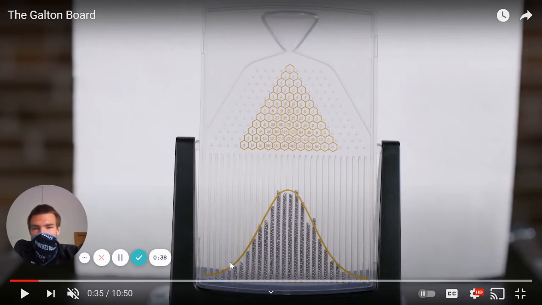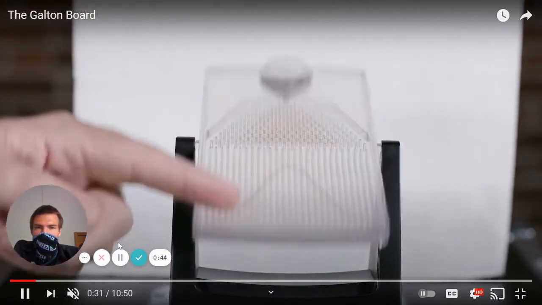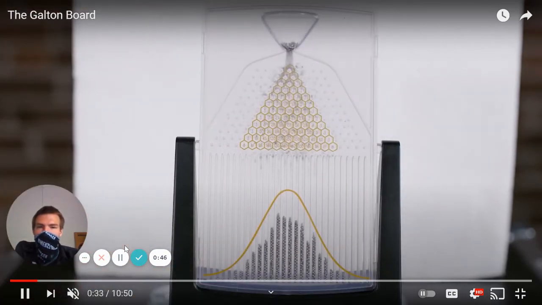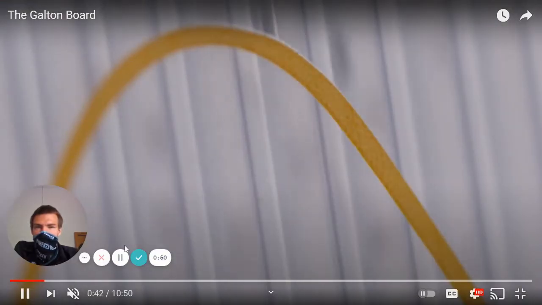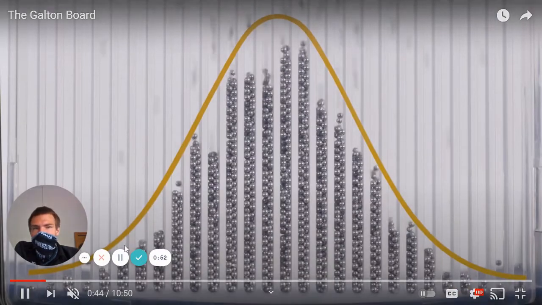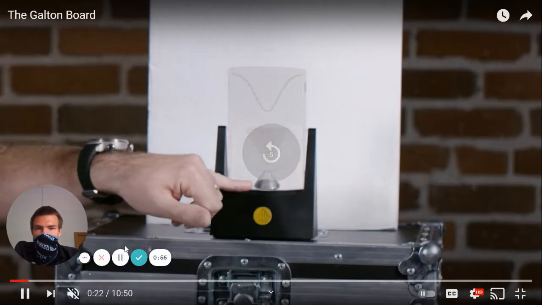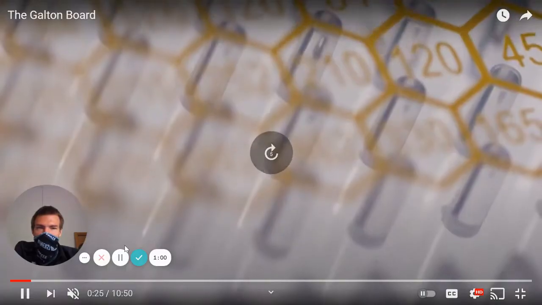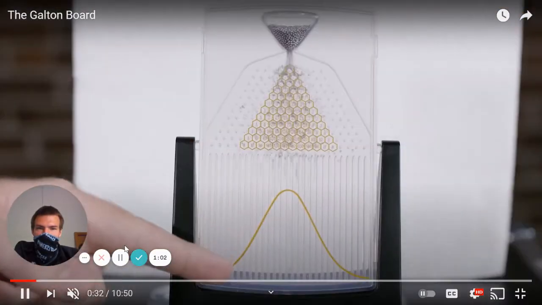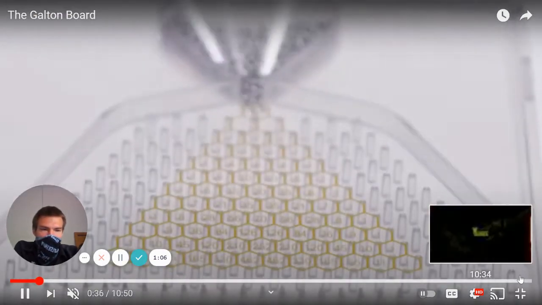Now, this curve has a pre-marked kind of shape to it. And what's interesting about this curve is that pretty much every time, no matter how you do it, it's going to form the same curve. So here's another example. Fills up pretty much the same curve. It works basically the same way every time. There you go. Pretty fascinating. I could watch it happen over and over again.